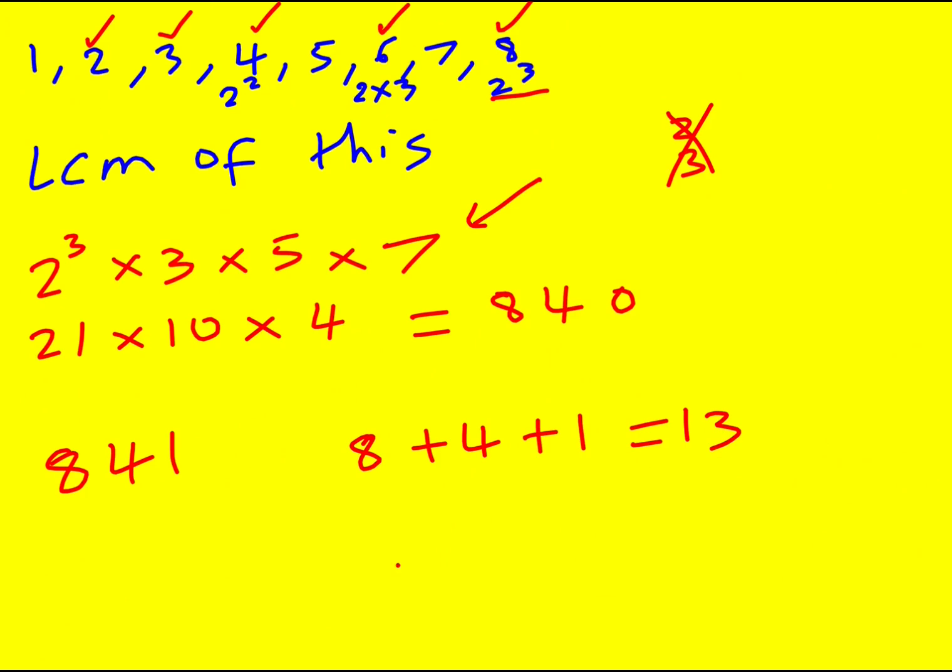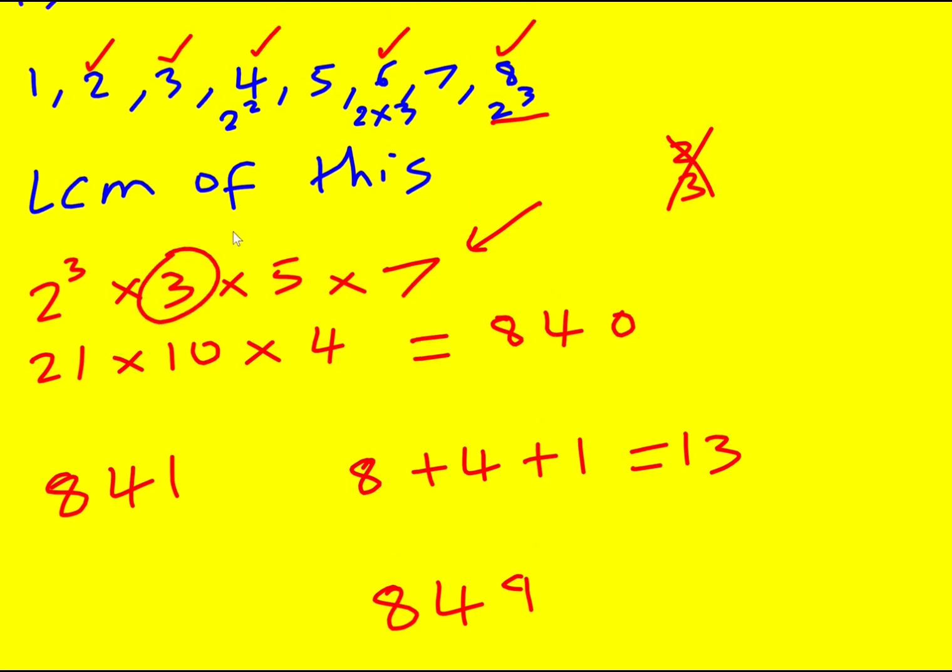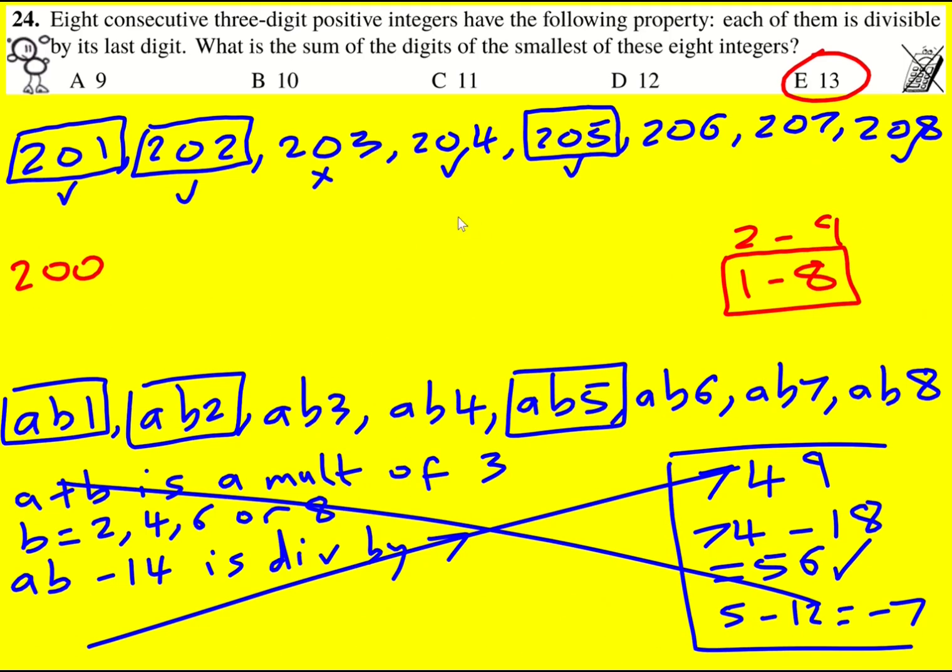Just out of interest, let's take a look at 849. Is that divisible by 9? It's not, because you'd need an extra power of 3 in here. That's why it was not included. So we'd actually have to go to 4-digit integers, I think, to get the similar property for 9 consecutive positive integers dividing into the last digit.